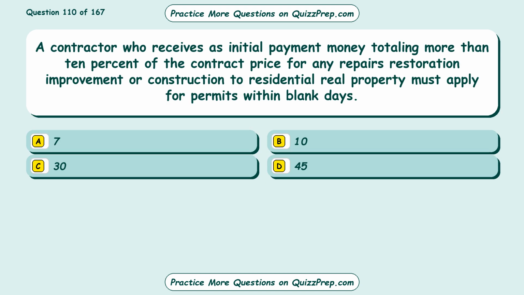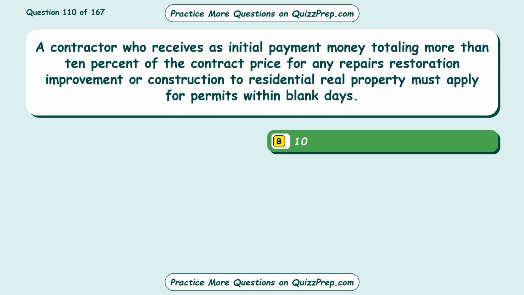A contractor who receives as initial payment money totaling more than 10% of the contract price for any repairs, restoration, improvement, or construction to residential real property must apply for permits within blank days. Option A 7, Option B 10, Option C 30, Option D 45. The correct answer is Option B, 10.